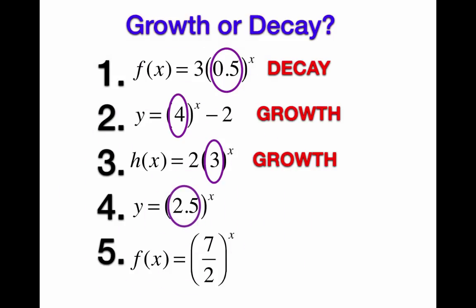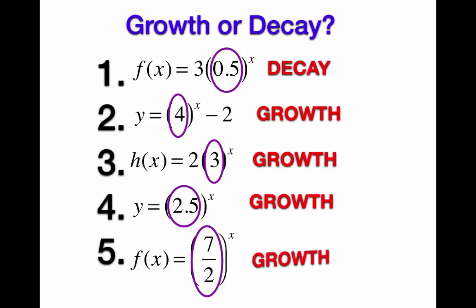Number 4 has 2.5 to the x power. 2.5 is a decimal, but it's greater than 1. It's a bigger decimal, so it's another growth problem. And then the last one has a fraction, 7 halves, but what's 7 divided by 2? Isn't that 3.5? So that's still greater than 1, so that's another growth problem. So if I was to graph all of these graphs, only the first one would decay. The rest would all be growth problems.